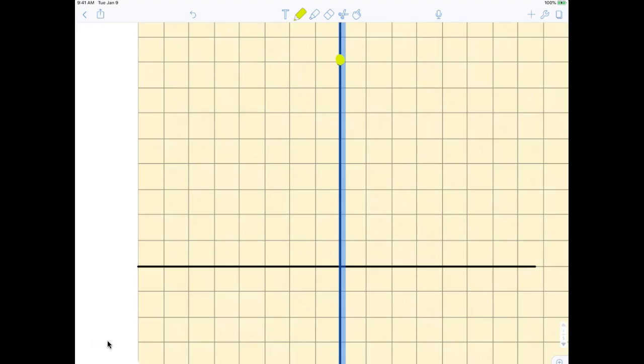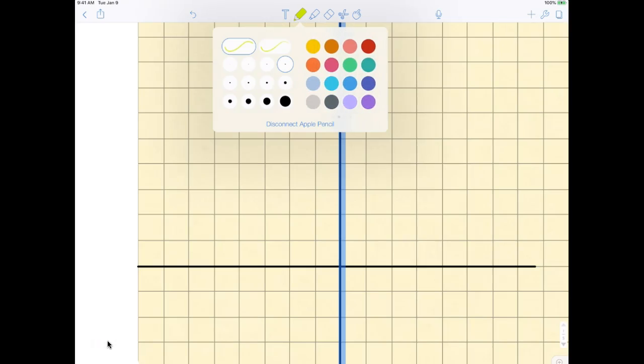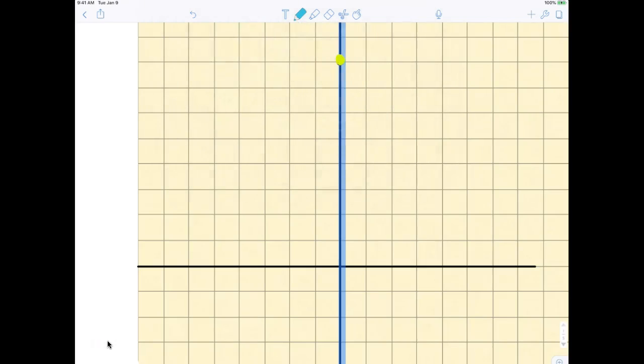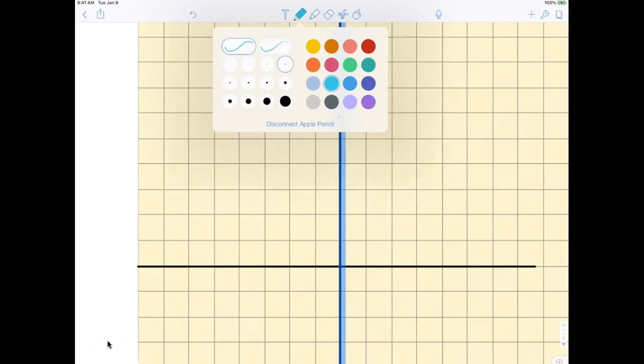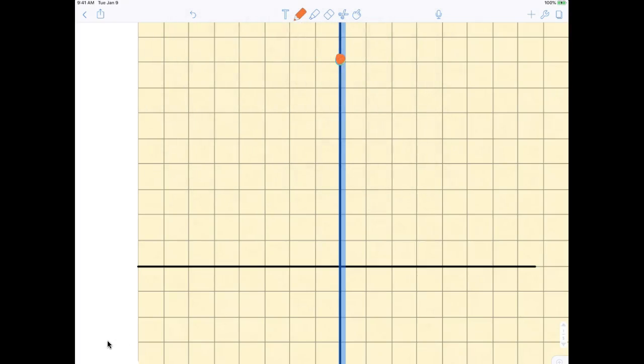That's not a very good color. All right, there we go. There's good contrast. All right, there's the vertex.